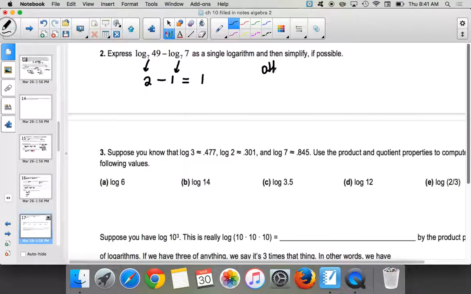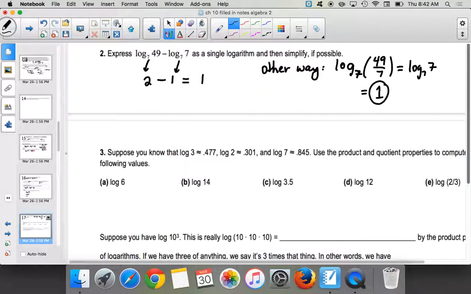So the other way would be combining, saying log base 7 of the 49 divided by 7, which is going to be log base 7 of 7. So 7 to what power gives you 7? That's when it's 1, right? So you can do it both ways. It should always work.